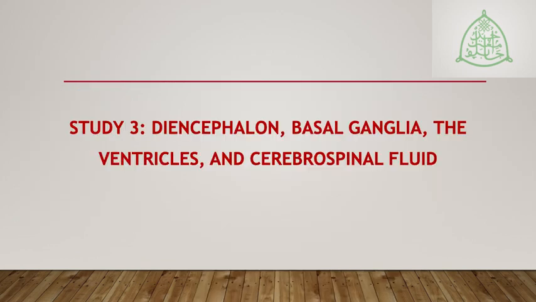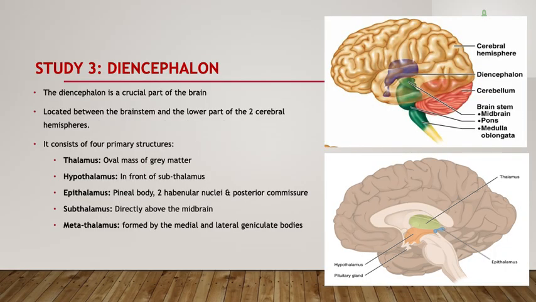So now we're going to talk about the diencephalon and basal ganglia. So the diencephalon is a collection of deep nuclei found deep within the cerebral cortex or cerebral hemisphere. Please, cerebral hemisphere is different from cerebellar hemisphere. So cerebral is the big brain, cerebellar is the small brain. So now we're talking about the big brain.